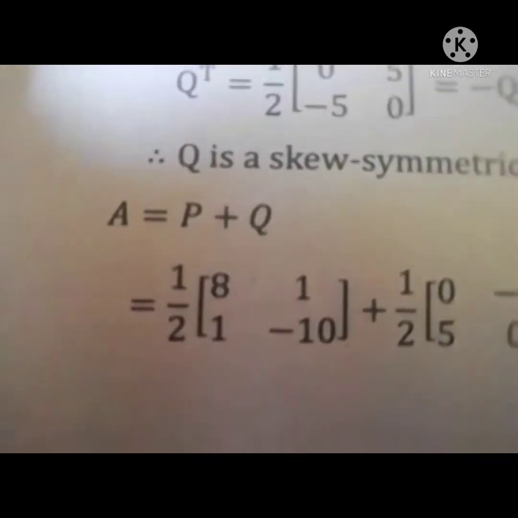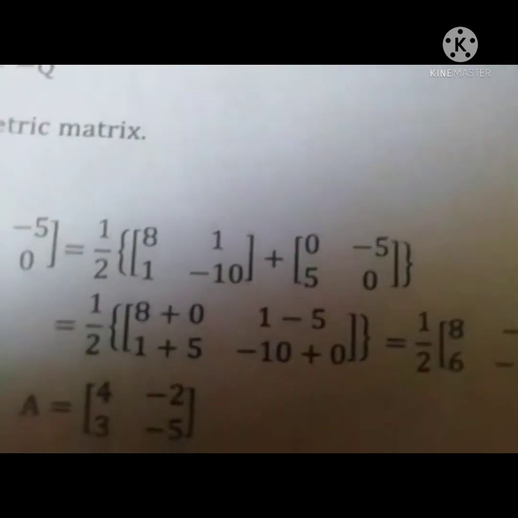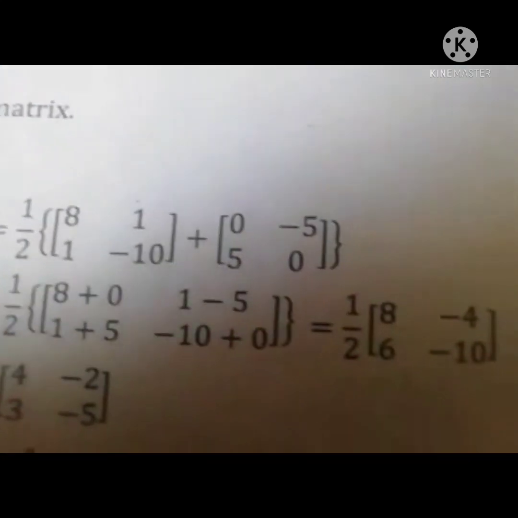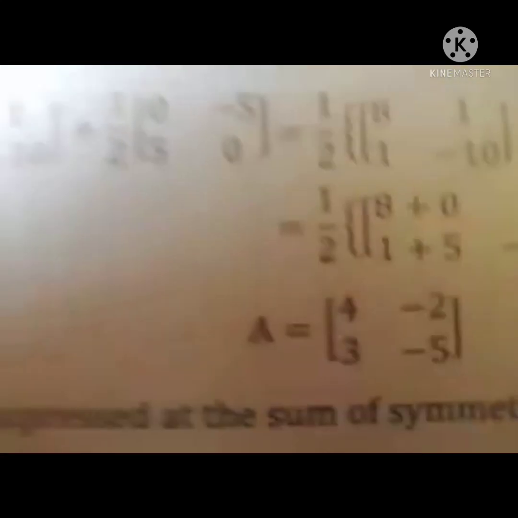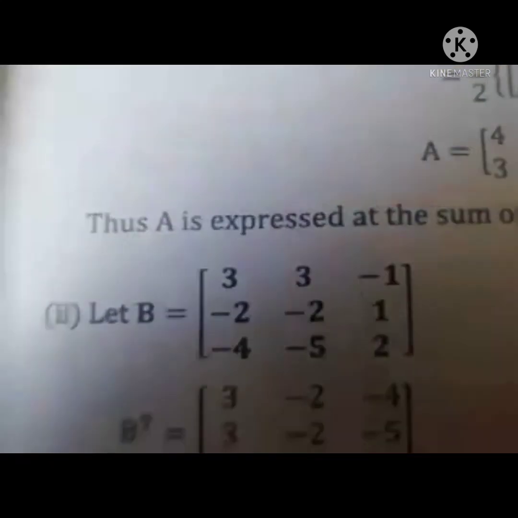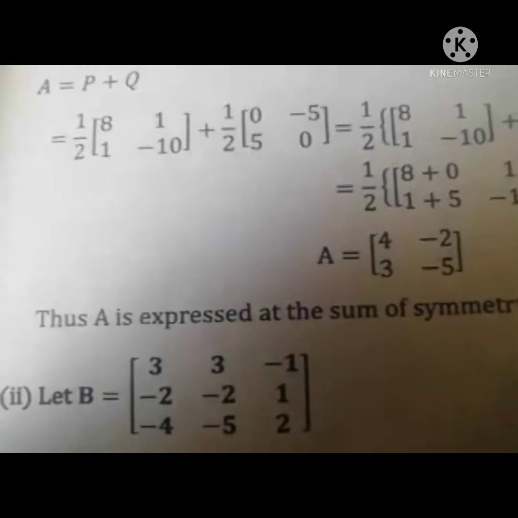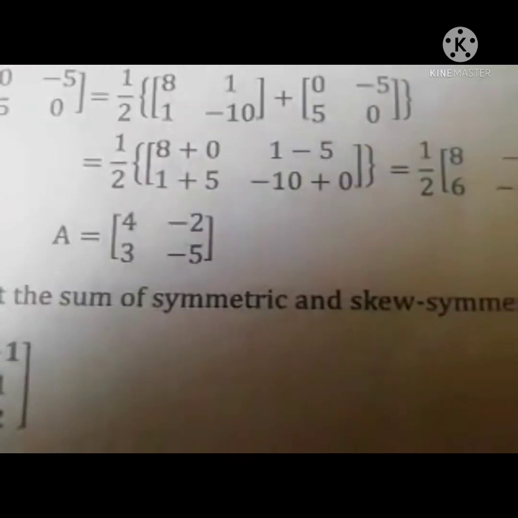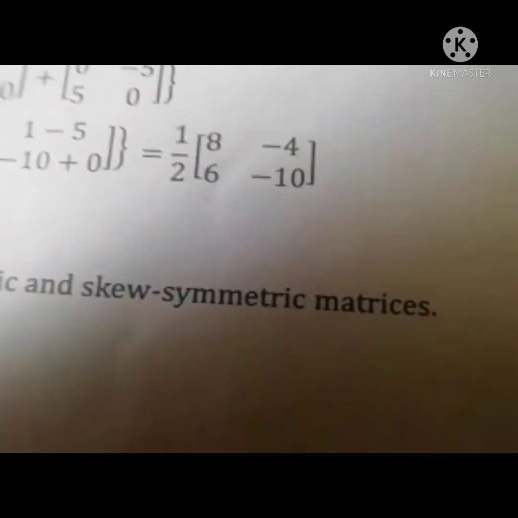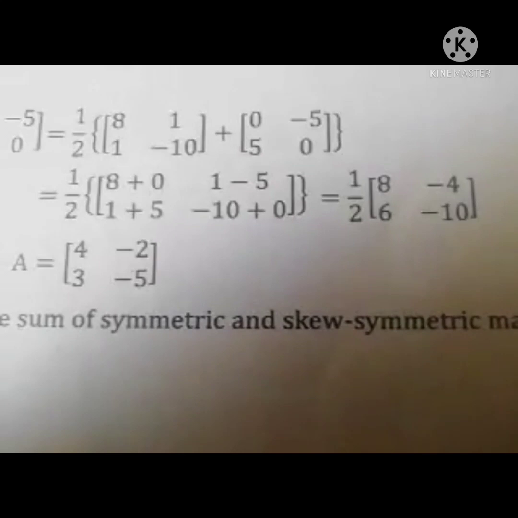Now A is equal to P plus Q. We get the answer, this A. So A is expressed as the sum of a symmetric and a skew symmetric matrix.